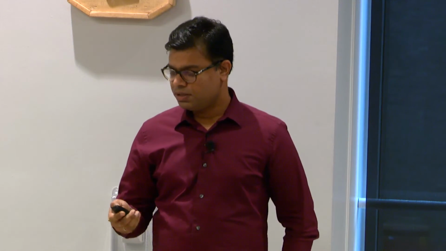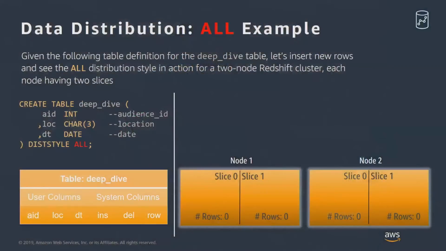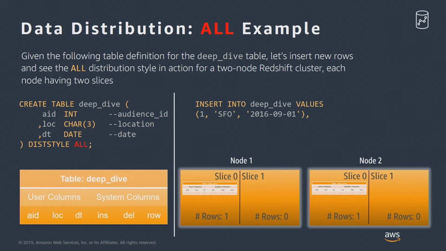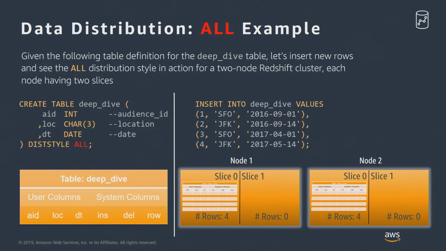And now the ALL distribution. With the ALL distribution, the entire table is going to be stored in slice 0 of all the nodes. So the same record, see, the first record, is stored in both the nodes. Second record, third record, fourth record, but only the first slice. So this is very good when you don't have an appropriate column that is going to be used very often with the joins, and the table is not very large.